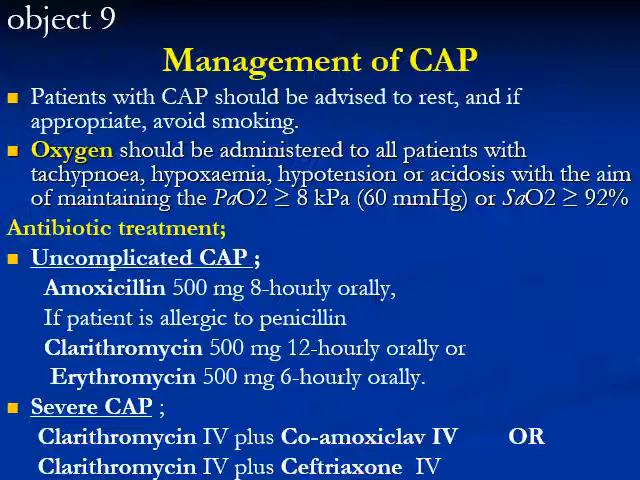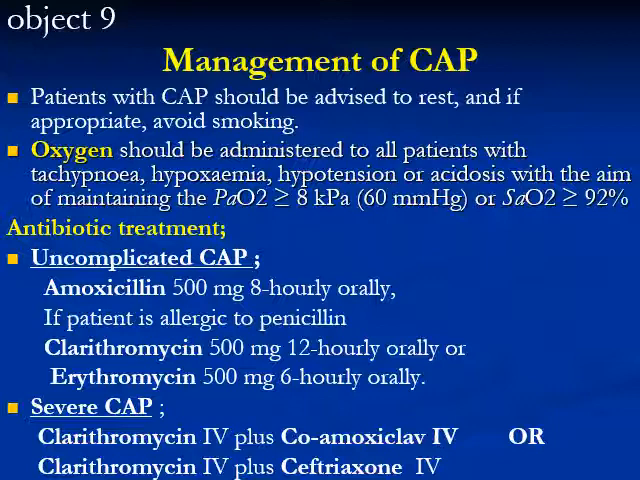if the SpO2, the saturated oxygen, is less than 92, we give oxygen. The aim of the oxygen is to treat the hypoxia, to make the saturated oxygen more than 92 or the PO2 more than 60 millimeters of mercury. So oxygen should be administered to all patients with tachypnea, hypoxia, hypotension, or acidosis. The aim is maintaining the PO2 of more than 8 kilopascal or 60 millimeters of mercury and saturated oxygen more than 92. This is about the supportive treatment.